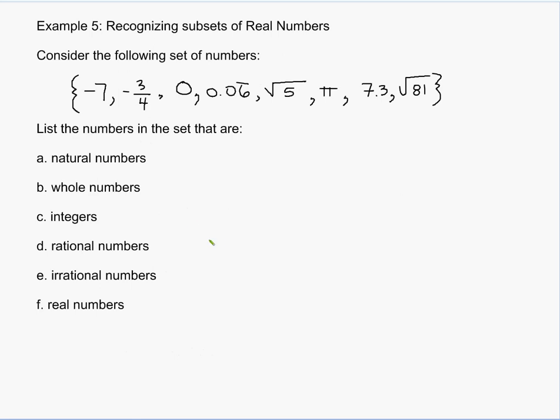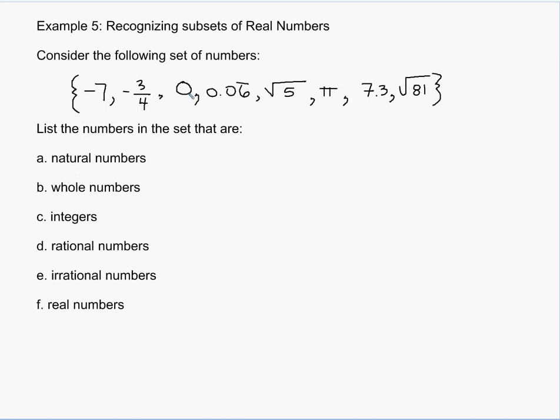So an example that was given in your textbook was example 5, recognizing subsets of real numbers, and they wanted us to consider the following set of numbers: -7, -3/4, 0, 0.06 repeating, square root of 5, pi, 7.3, and the square root of 81. So the first thing that they want us to do is to write down what our natural numbers are.